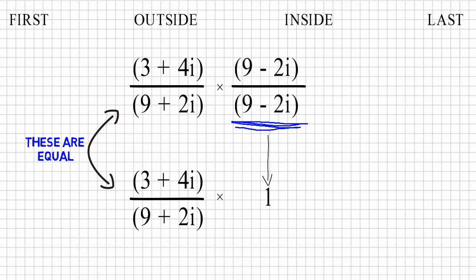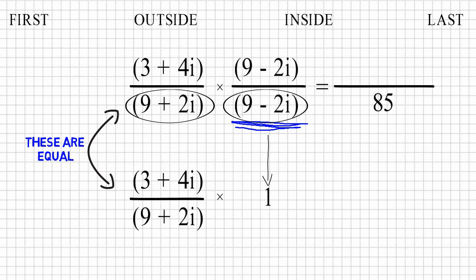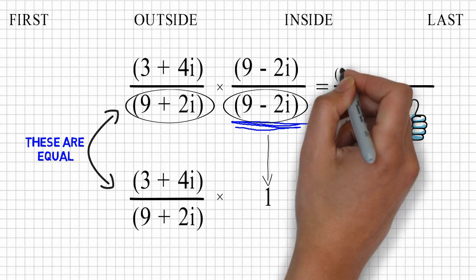We already calculated the denominator as 9 minus 2i is the complex conjugate of 9 plus 2i, which we worked out before simply equaled 85. So without changing the outcome of the calculation at all, we have managed to get the i out of the denominator and can now treat the rest of the calculation as a multiplication.